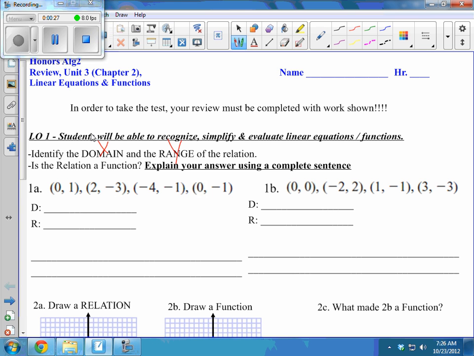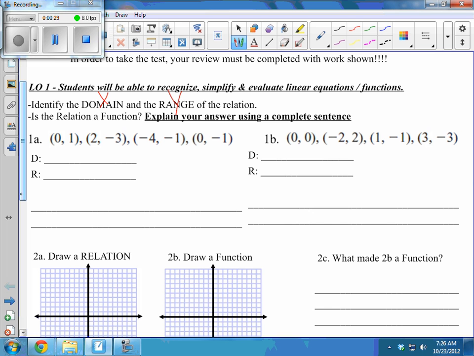So when I go to list the domain on number one, I'm just going to list the x coordinates, and I'm just going to list them in the order that I see them. You could also list them in numerical order. And then the range are just my y coordinates.